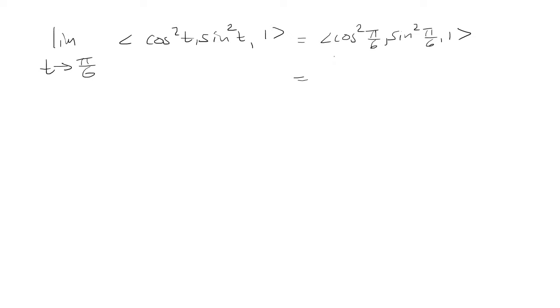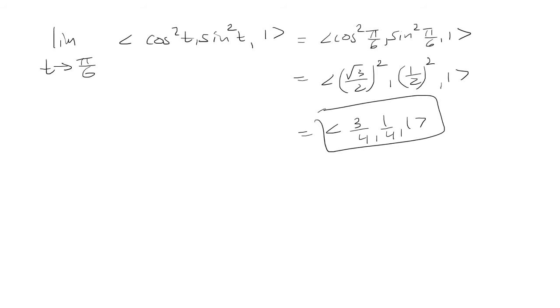Cosine of pi over 6 is root 3 over 2, so we're just going to be squaring that. And then sine of pi over 6 is 1/2, so square that. And so we get 3 over 4, 1 over 4, and 1 as our final answer.